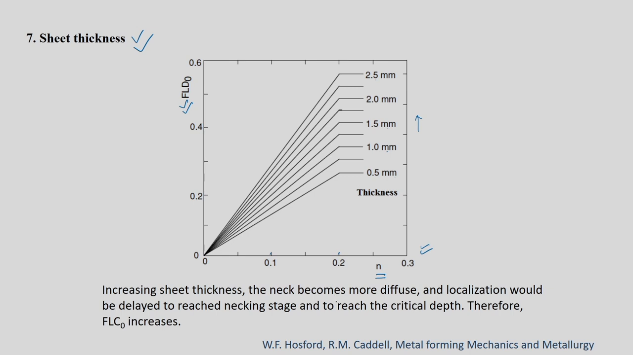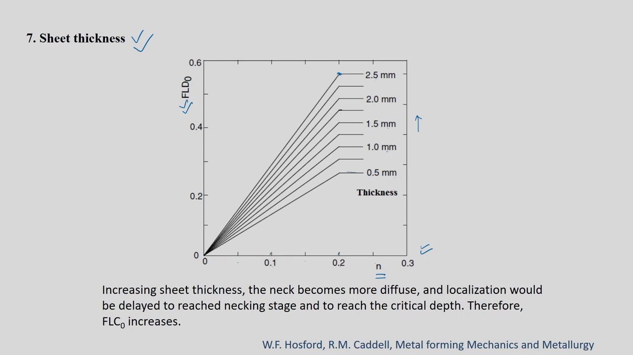And you will see that with increase in N value, 0, 0.05, 0.1, 0.15, 0.2, 0.25, there is a significant increase in FLD0 at any thickness. This is what we have seen before. But of course, after a particular value, it is going to become saturated, it is not going to show a big effect. The effect of thickness, which is the main purpose of this graph, also coincides with the effect of N value. The larger the thickness, say 0.5, 1, 1.5, 2, 2.5, you compare 0.5 and 2.5, 2.5 has got very high FLD0 as compared to 0.5 at any N value you pick up.